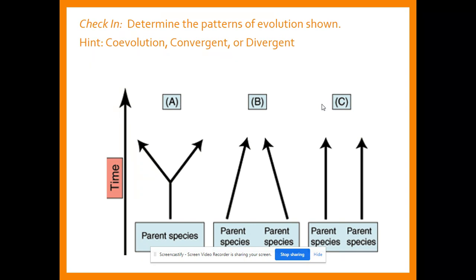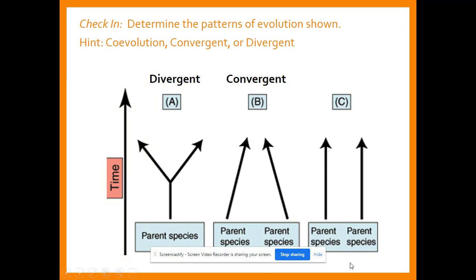Now that you have tried the check-in questions on your own, we're going to go over what you should have come up with. For A, you should have come up with divergent evolution. If you look in the beginning of time, you have a common ancestral species which over time diverged or became different. For B, you should have come up with convergent evolution. You have very different ancestral species. Over time, they are becoming more and more similar.